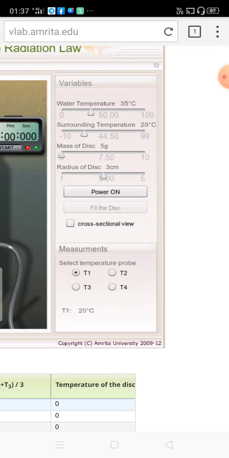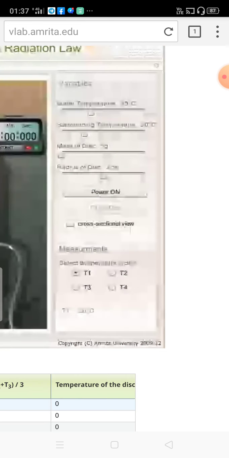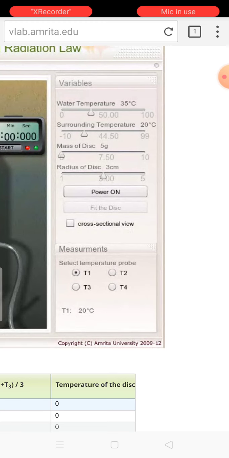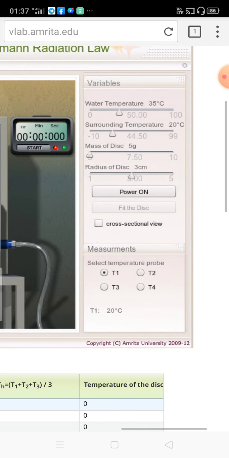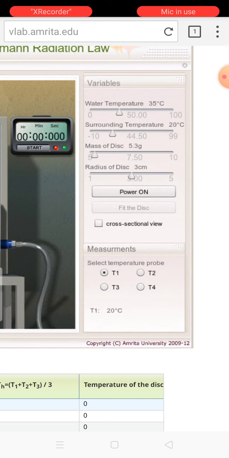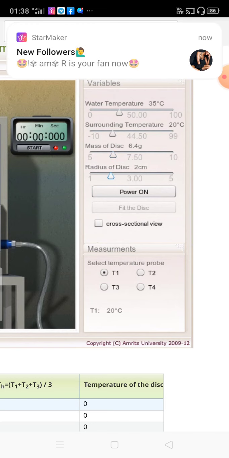First you have to start your practical by keeping the variables written here. These are the variables which will change: T2, T3 and T4. The constants include the mass of the disc. When you move the slider, the value can be changed. Let's say I am clicking over here, then the value changes. See, it is showing 5.3 to 6.4 gram. Now the radius is showing 3.3, and I am making it 2 centimeter. So whatever value you choose, accordingly it will work.